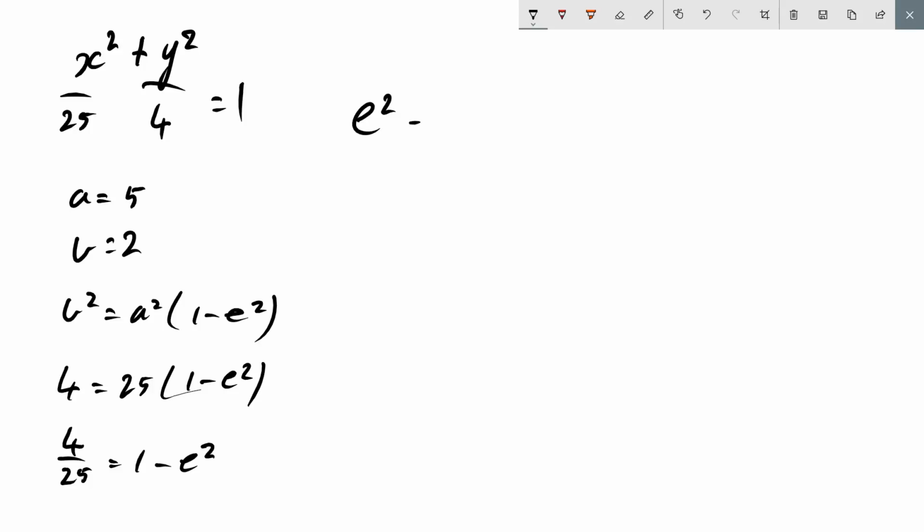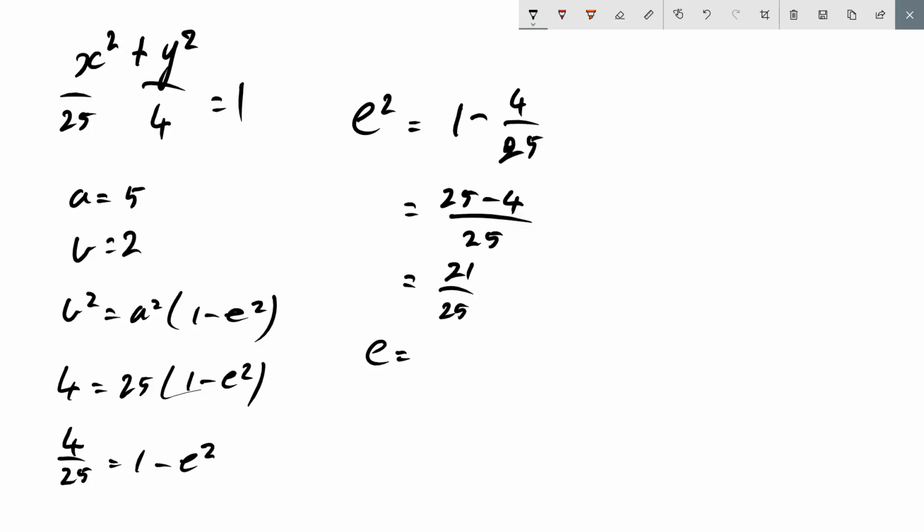So e squared equals 1 minus 4 over 25, which equals 25 minus 4 over 25, which equals 21 over 25. So e is going to equal the square root of 21 over 25, which equals square root of 21 over 5. Now that we have our eccentricity, we can work out what the focus is.